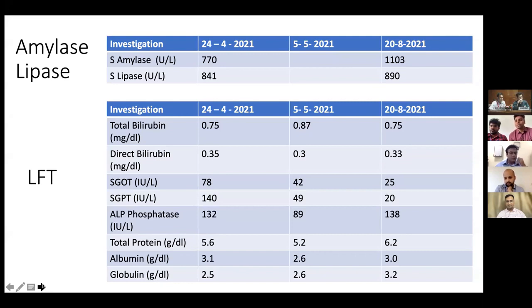Coming to the LFT part, during the first admission, the patient had mild transaminitis with a very mild rise in the alkaline phosphatase. So at this point of time, with this picture of LFT, I would suspect a biliary pancreatitis. And during the discharge, the transaminitis has resolved and ALP came down. And during the second admission, there is no transaminitis with a very mild rise in the ALP.